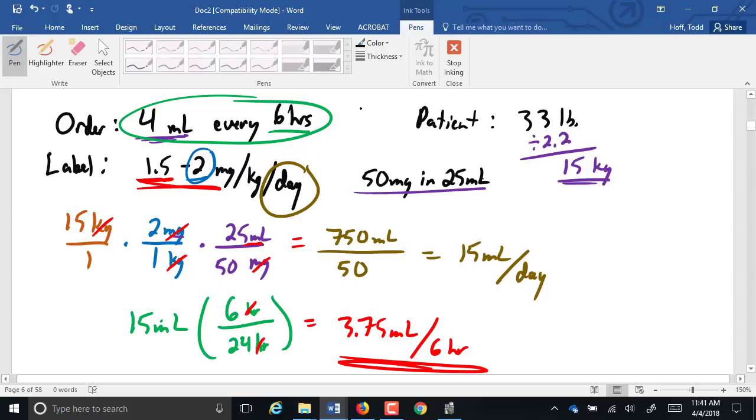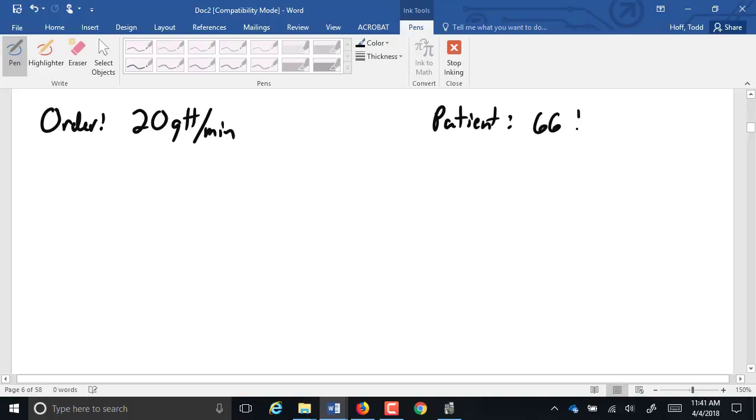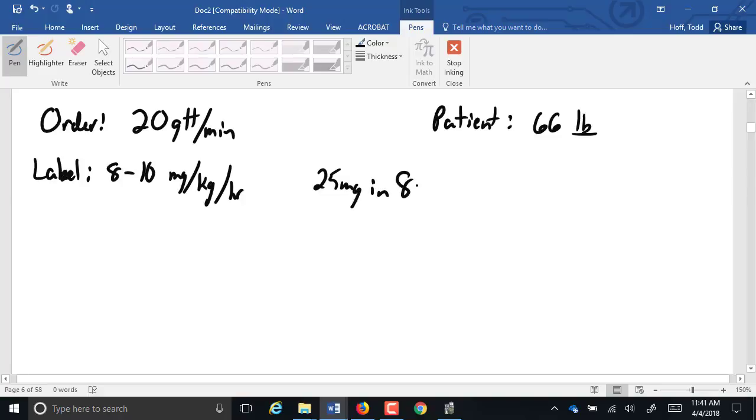Okay, so one that we didn't get to is on an IV. So let's say the doctor has an order for 20 drops per minute for a patient that is 66 pounds. And we read the label, and our label says that we are to give 8 to 10 milligrams per kilogram per hour. And it gives us 25 milligrams in 8 milliliters.